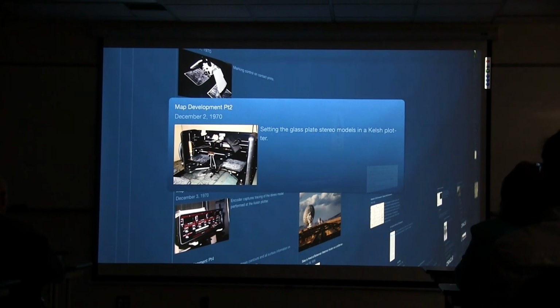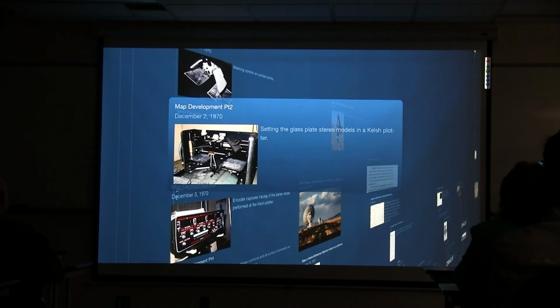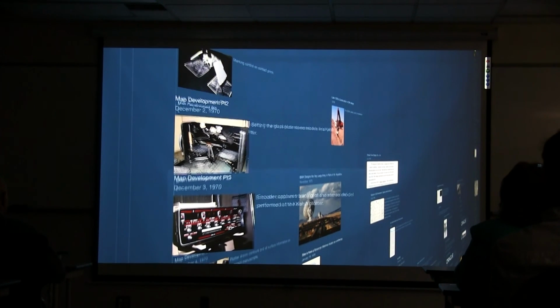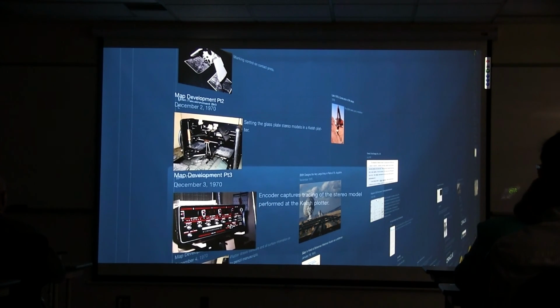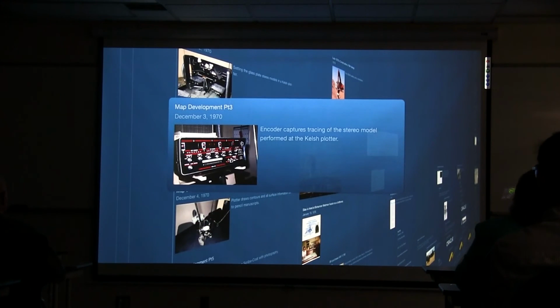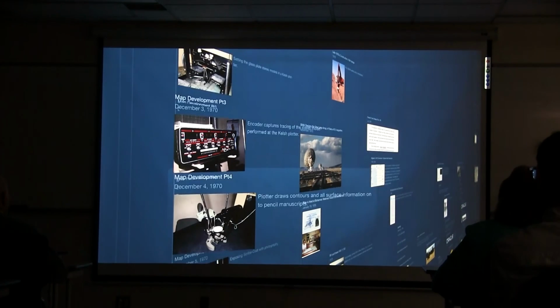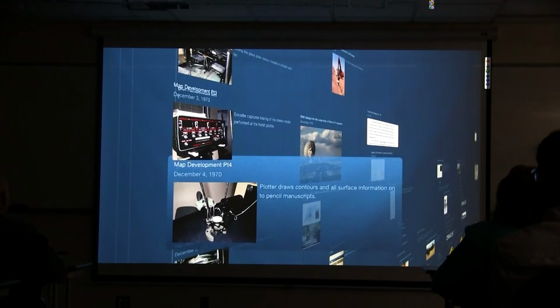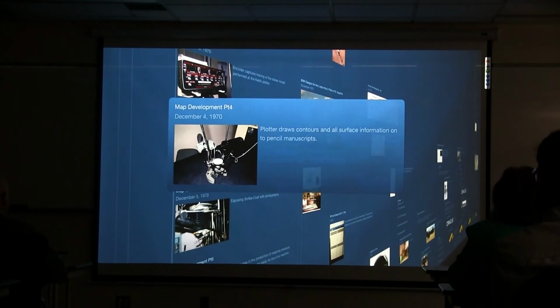They were called Kelch plotters. All the orientation of that control was put into these glass plates. Then that information was run through an encoder, and this encoder gave us the information of elevation on those positions or elevations that we were developing from the stereo photography. From there, the encoded information was then plotted, surface information, onto pencil manuscripts.